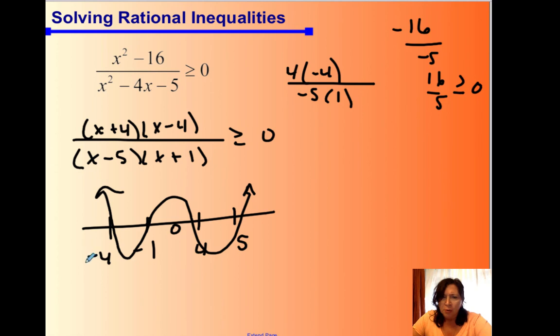So that means the question is, where is it greater than 0? Here.